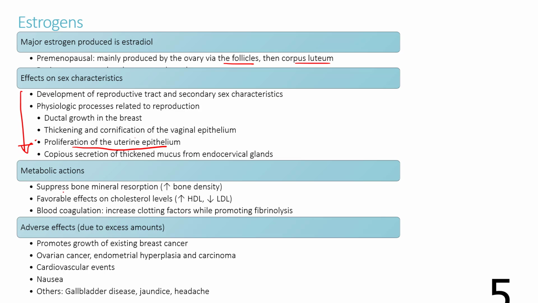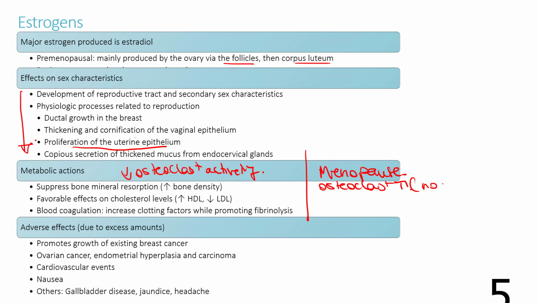You can see over here, estrogen is involved in suppressing bone mineral resorption. So it decreases osteoclast activity and keeps bone healthy, right? So that's why in menopause, osteoclast activity increases because there's no estrogen brake.